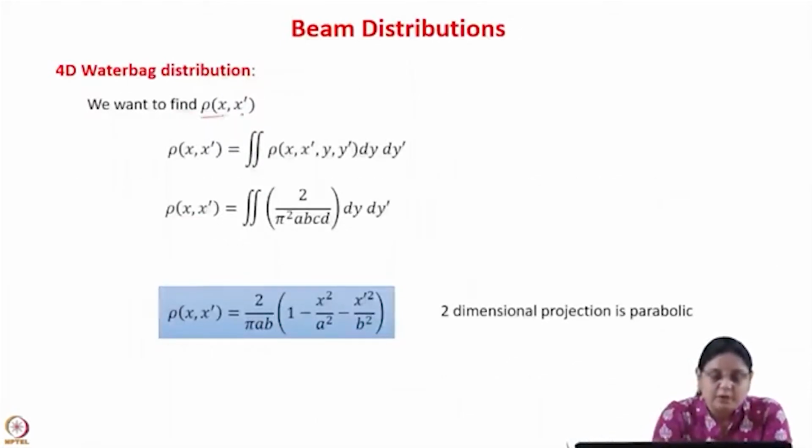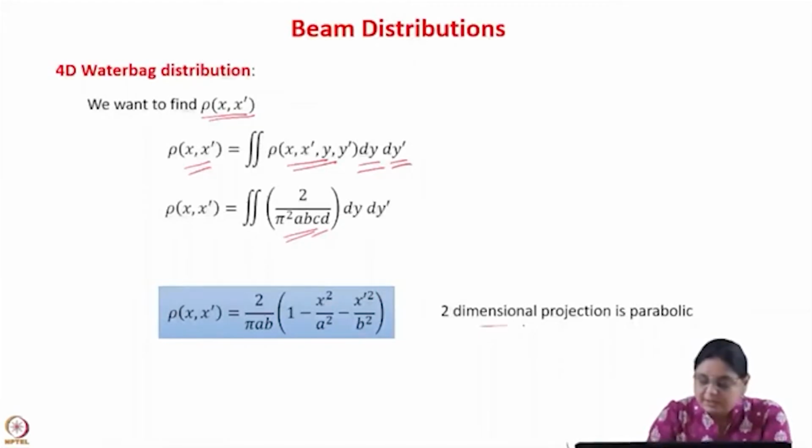Now we want to find out its projection in two-dimensional space. So rho x prime, we can find this out by integrating it with respect to dy and dy prime and applying the appropriate limits. When we do this, we can put in the value of the distribution here, and if you calculate, this will come out to be rho x prime is equal to 2 by pi ab times (1 minus x square by a square minus x prime square by b square).